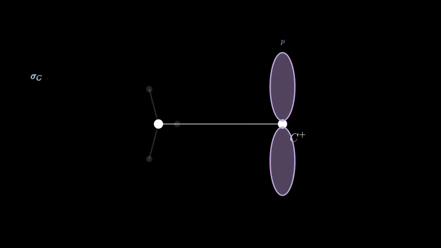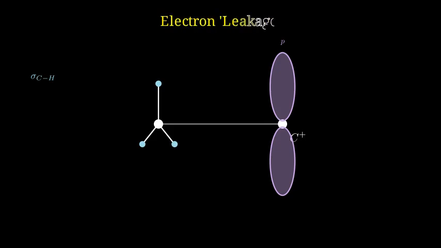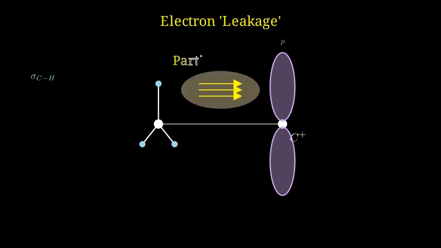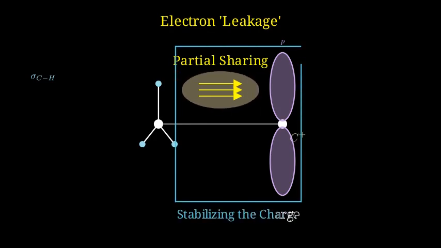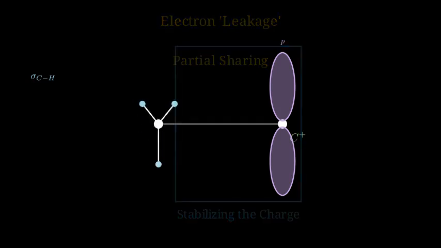As the molecule vibrates and rotates, look closely at the alignment. When a C-H sigma bond rotates into the same plane as that empty p orbital, they overlap. The electrons in the sigma bond start to spill or leak into the empty p orbital. This isn't a full covalent bond, but rather a partial sharing of electron density. It's as if the neighbor is leaning over the fence to help support the weight of the positive charge.